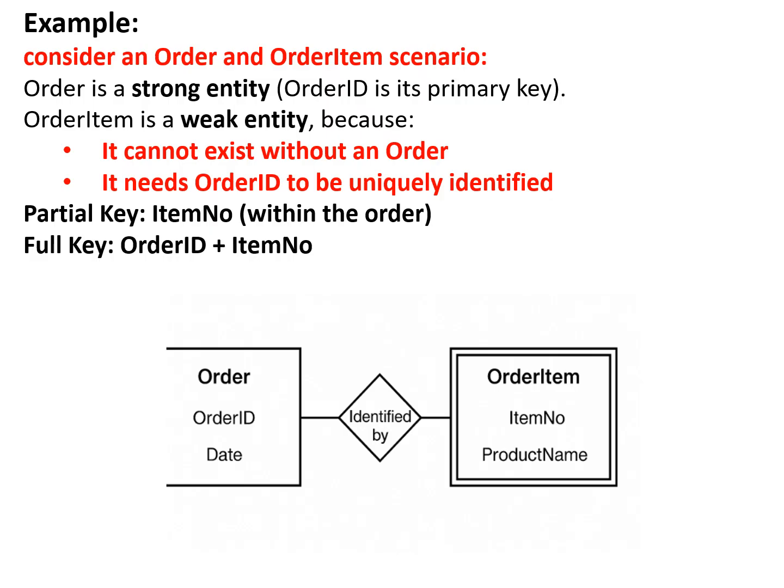For example, consider an order and order item scenario. Here order is a strong entity because order ID is the primary key. Order item is a weak entity because it cannot exist without an order, and it needs order ID to be uniquely identified. The partial key is the item number within the particular order. So the full key can be order ID plus item number. So this is a weak entity and a strong entity.